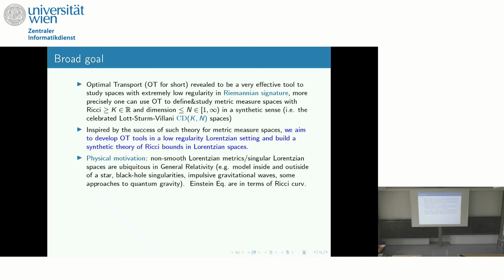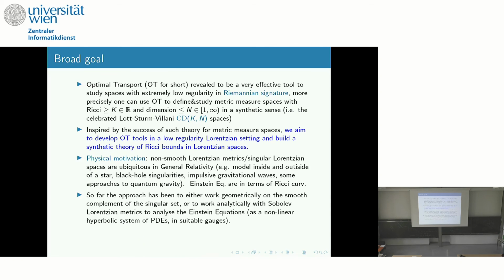And why, so this is why non-smooth, and then why Ricci curvature? Well, because the Einstein equations are written in terms of Ricci curvature. So the Einstein equation in the vacuum is Ricci equal to 0. So far, what has been the approach?